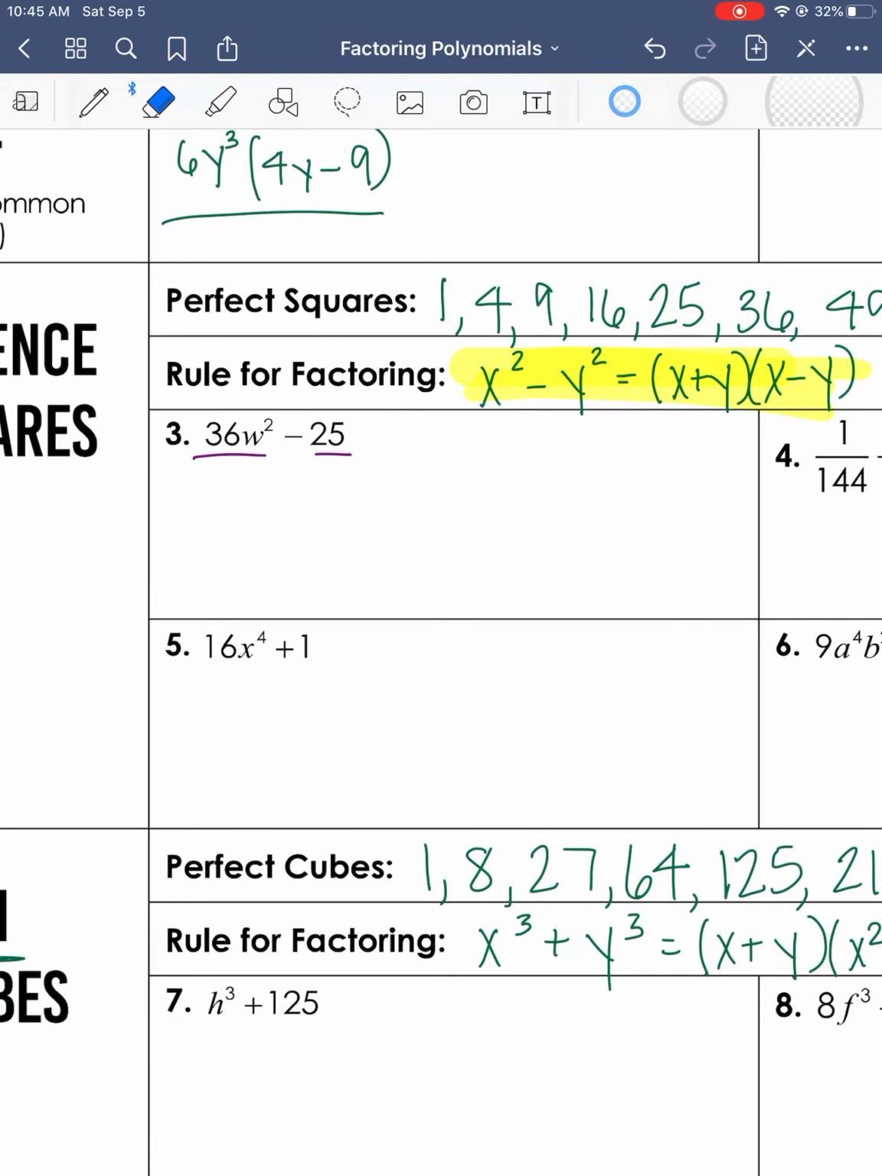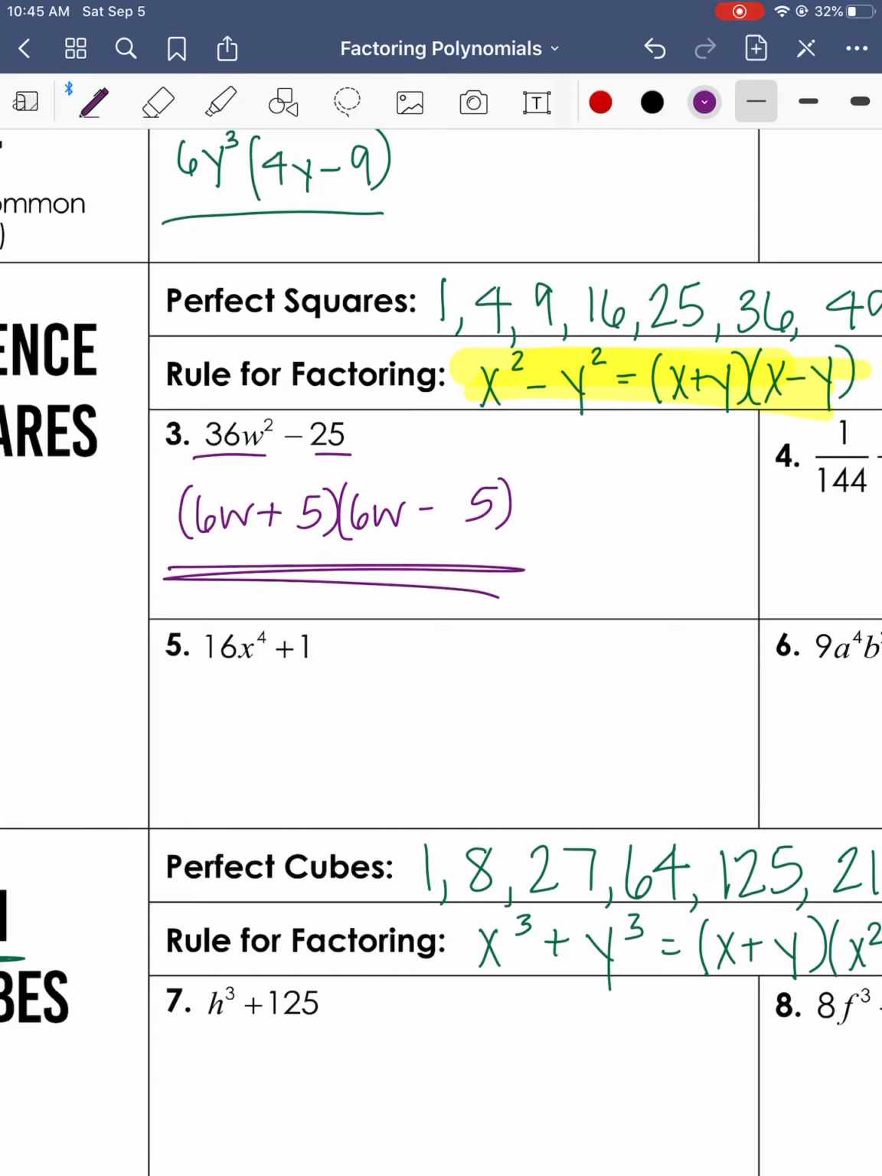In the first spot of each binomial, you're going to have the square root of the first term. So the square root of 36w squared is going to be 6w. So that's going to go in the first spot here. And then in the second terms, in both of these, you'll have the square root of the second term, 25, which is 5. Okay, and then one's going to be positive, one's going to be negative. One's going to be addition, one's going to be subtraction. Easy as that. And there's your final answer. That's the factored form. So we're not solving anything here, we're just factoring.